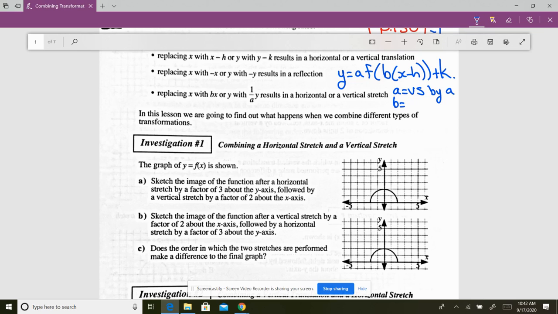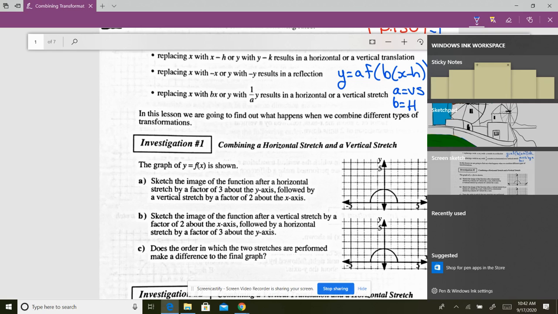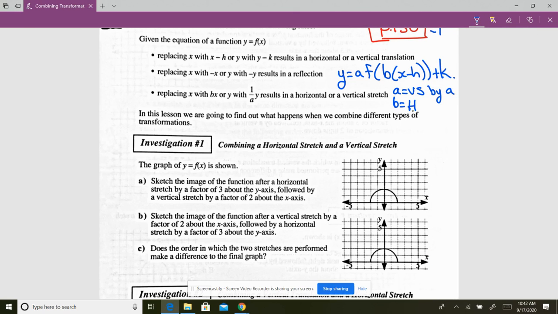What does B do? Horizontal stretch by... what number do you multiply by? 1 over B. That is the trick here. It's the only trick in transformations. Everything else, it just tells you what to do. The B value, you have to multiply by the reciprocal.